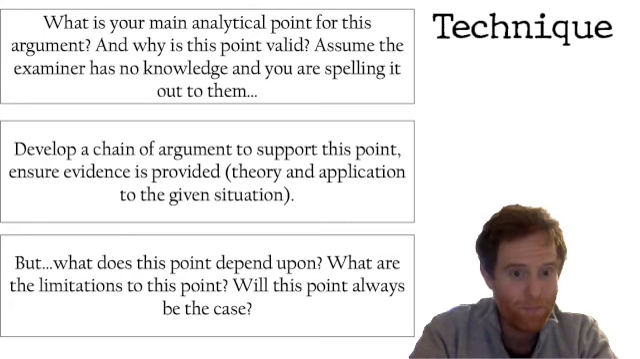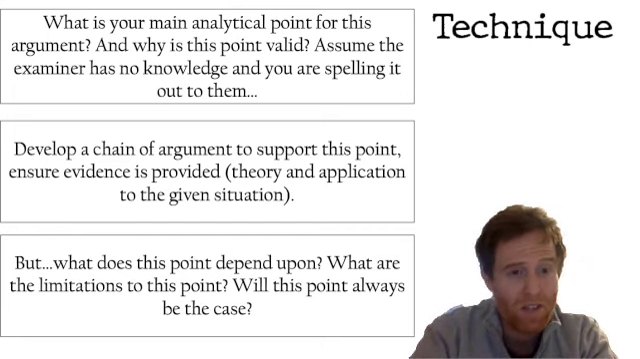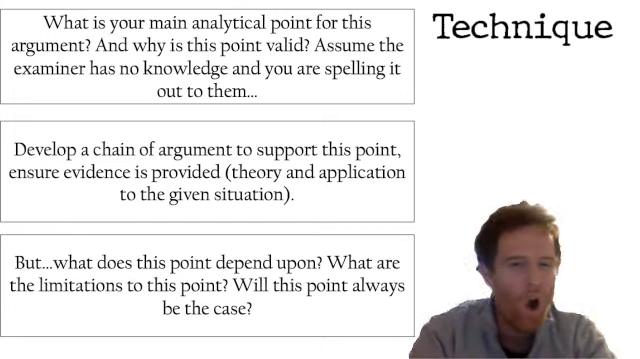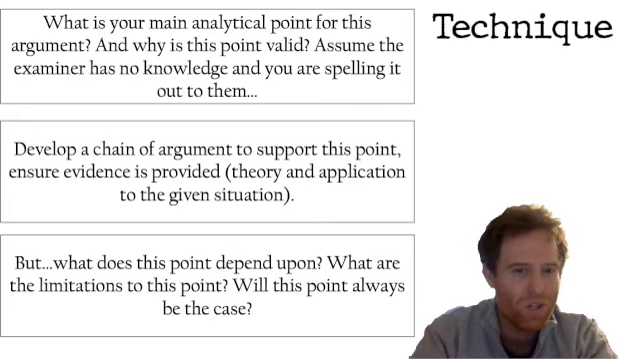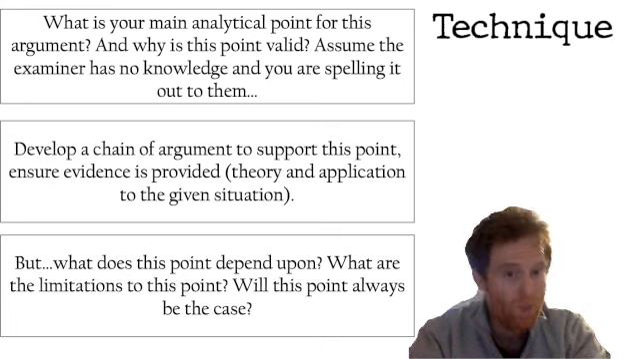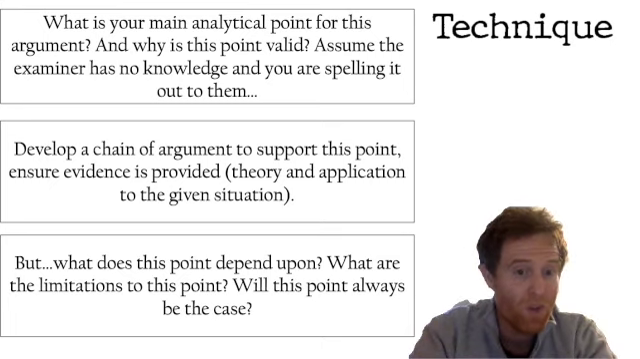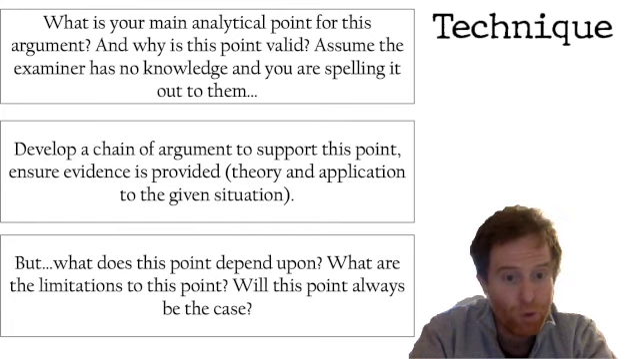When you finish that chain of arguments, then you've got to a point where you can start evaluating. And what you're going to do is think about, okay, the point that I've just made, what does it depend upon? Will it always be the case? I've given a reason as to why, but will that always happen? Does it not depend on the situation? Are there any limitations to this point? And it's this point, not other points, it's the point that you've just made. That will be the start of your evaluation.